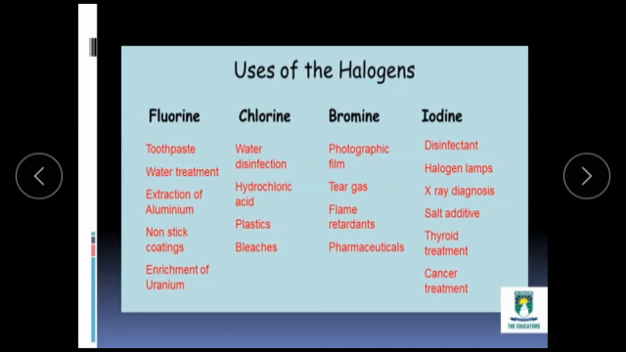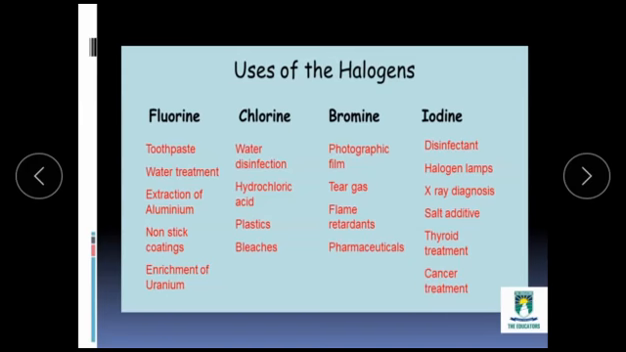Bromine is used in photographic films, tear gas, flame retardants and pharmaceuticals. Iodine is used in disinfectant, halogen lamps, X-ray diagnosis, salt additive, typhoid treatment and in cancer treatment. So these are the uses of halogens.